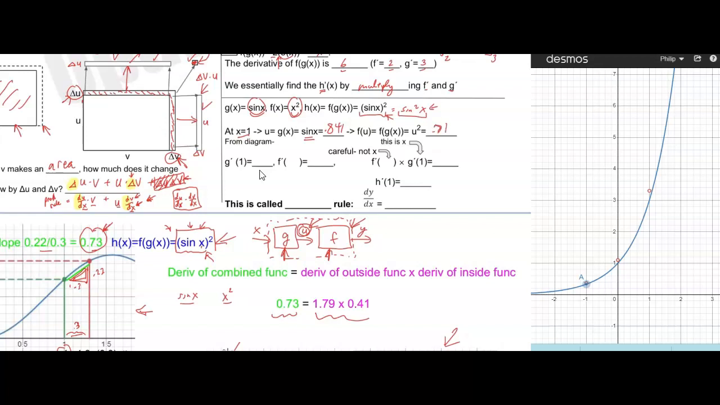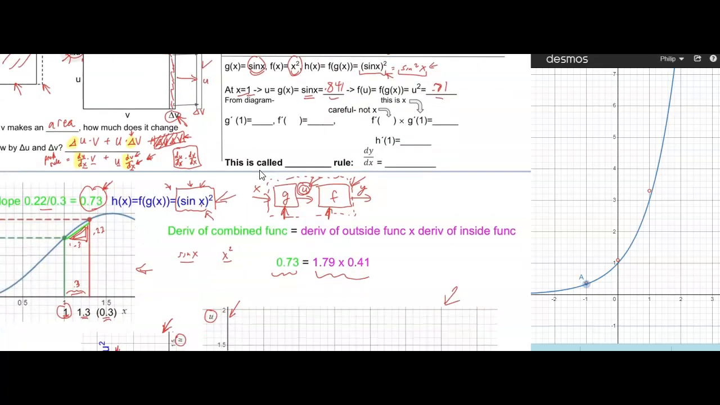So this is showing you how the x values, when you plug them into the original functions, become first u equals 0.841, and then finally y equals 0.71. I'm going to explain why we need these values in a bit. Now let's test our multiplication theory here.